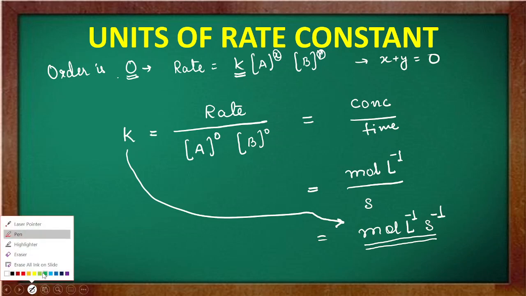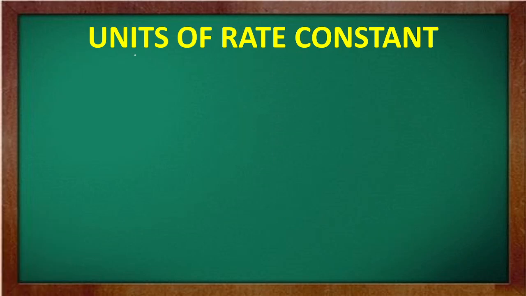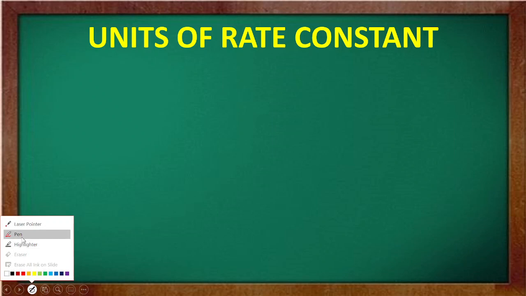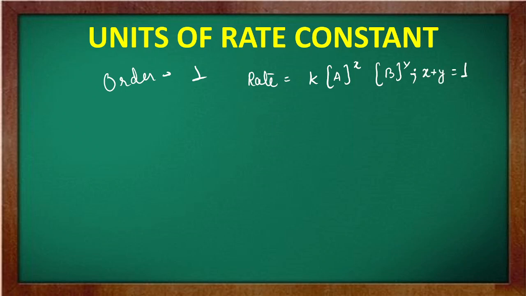Now let us see when the order is 1। मान लेते हैं कि order अब 1 है, then what will happen? Let us see that। Now when the order is 1, let me erase this। Now order is 1, it means rate is equal to k concentration of A to the power x and concentration of B to the power y। तो मान लो कि यहाँ पर order अगर 1 है, it means that your x plus y should be equal to 1। So just imagine that this x is your 1 and y is your 0, then it will become 1। So now if we are going to determine the value of k, then what will happen?